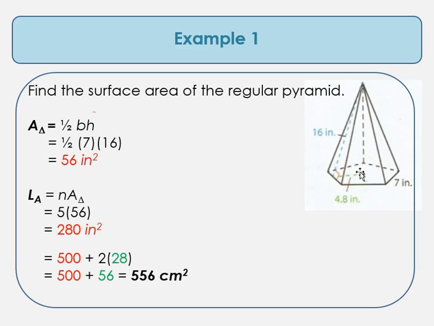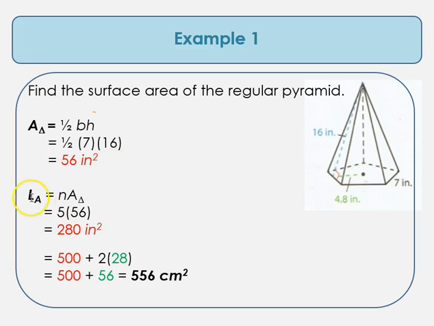And we need that apothem length because we're going to be solving for the area of the base. So we'll begin by solving for one of the triangular faces. The area of the triangle equals 1/2 base times height, and it'll be 1/2 the base edge here, which is 7, times the height, which is the slant height, which is 16. That'll be 56 inches squared.